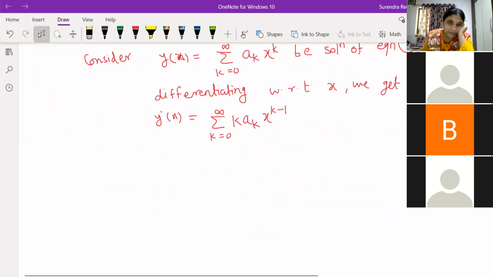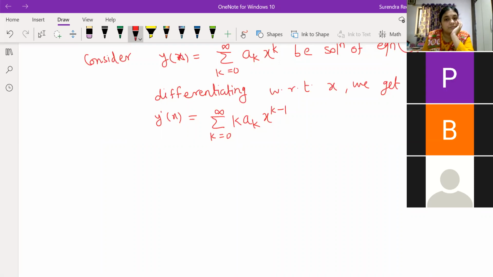Does everybody agree with this, or does anybody have anything to correct? Check again. Ma'am, k equals 1 to infinity. Who is saying this? Pooja. Okay, so it should be k equal to 1, not 0.